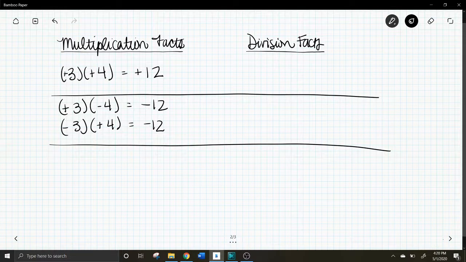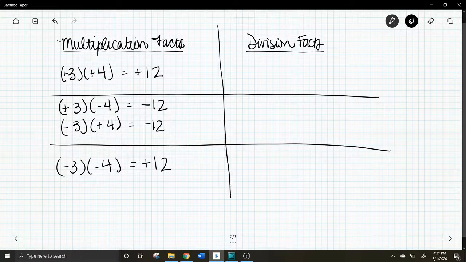And then finally, a negative times a negative equals a positive. Okay, so now let's see how these lend themselves to division facts. We also know that a positive divided by a positive is going to be a positive. So 12 divided by 3 is 4, and 12 divided by 4 is 3. They keep their positive signs.